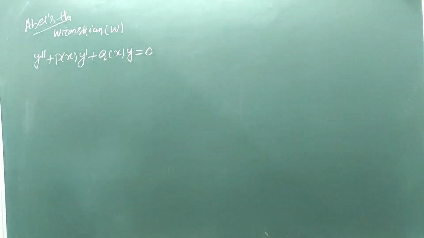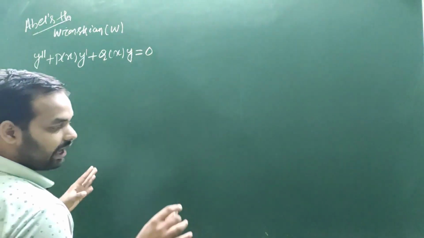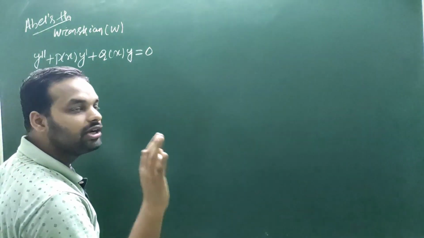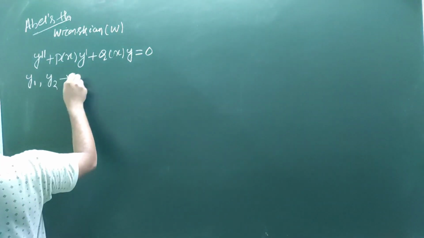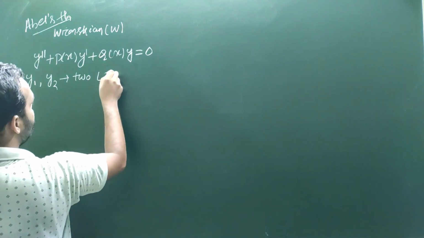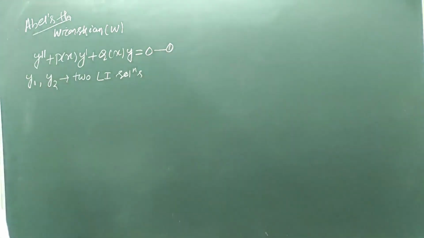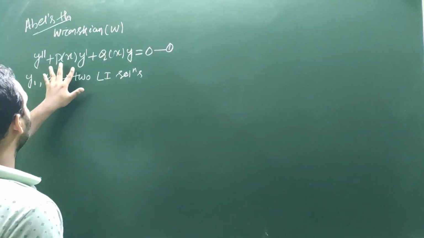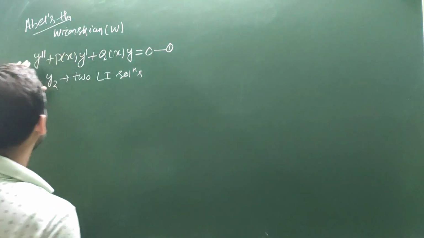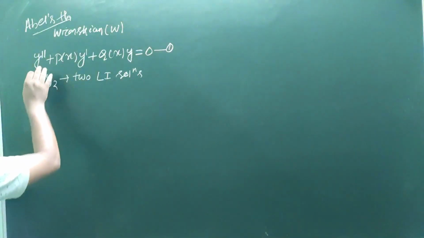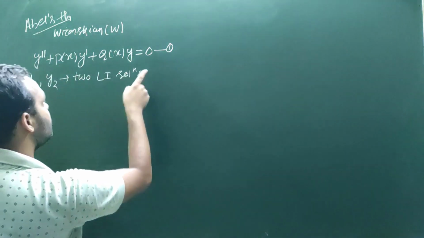And how this Wronskian is defined, let's do some mathematics and see how these things are formulated. Let's say for this equation we have two linearly independent solutions, y1 and y2. Let's write it as the first equation. So y1 and y2 are two linearly independent solutions of this differential equation. If y1 and y2 are two solutions, then we can put y1 here and it will satisfy this equation, and y2 also satisfies this equation.